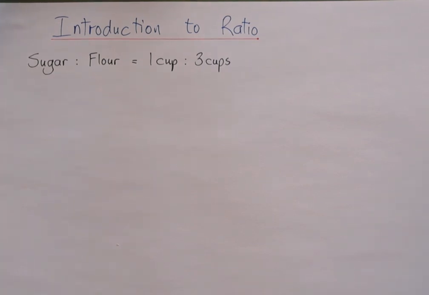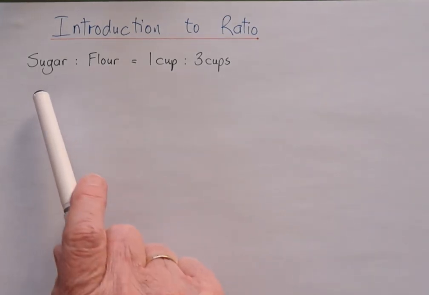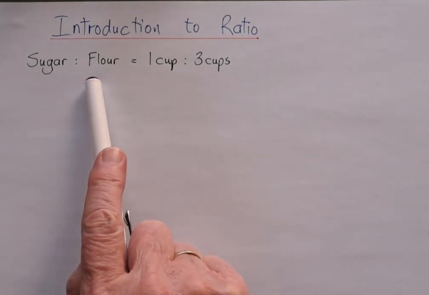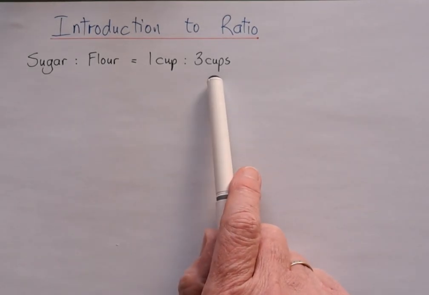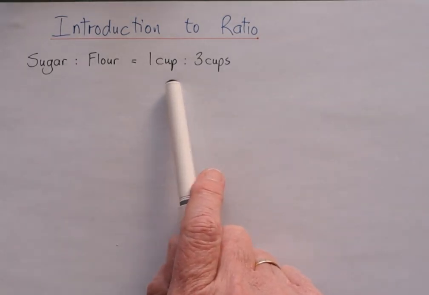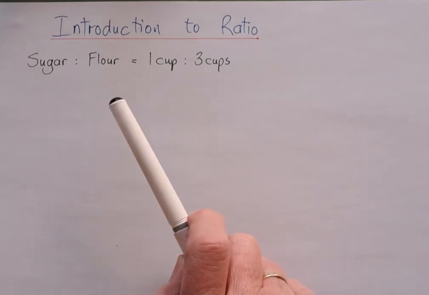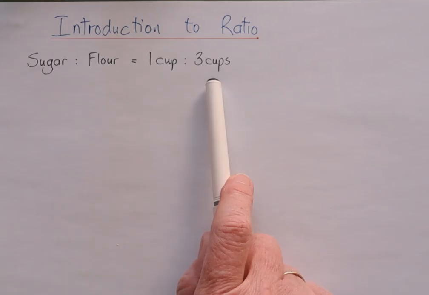Hello again, and today we're going to have a look at ratio, what it actually means, and the notation that is used for ratio. So in the example that I've written down, we are comparing two amounts in the same unit of measurement, and that's why I've specified that we're measuring in cups. So it has to be in the same unit of measurement.